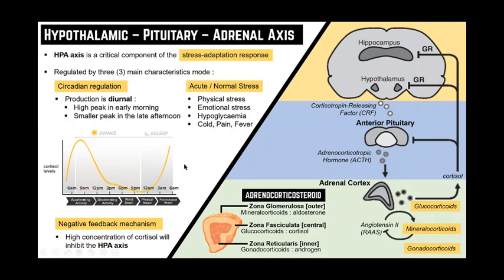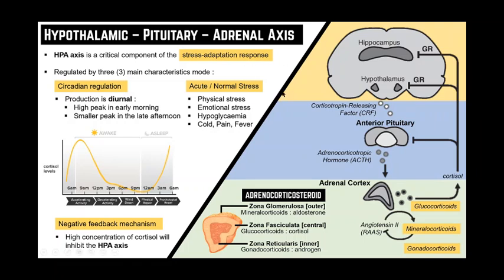So let's have a look at the graph here. What is the meaning of diurnal? You can see the high concentration of cortisol can be found in the early morning. Besides that, there's a smaller peak here in the late afternoon. The production of cortisol can also be triggered through acute stress, such as physical stress, emotional stress, low glucose in your body, and when you develop any fever or pain.